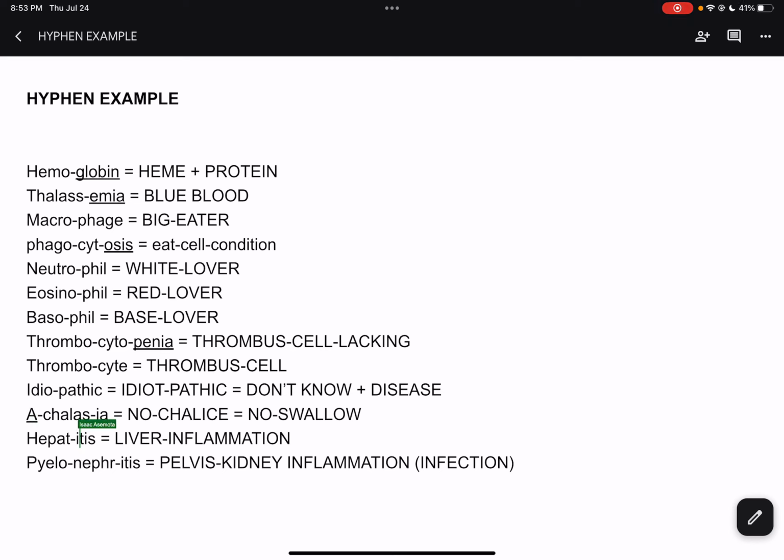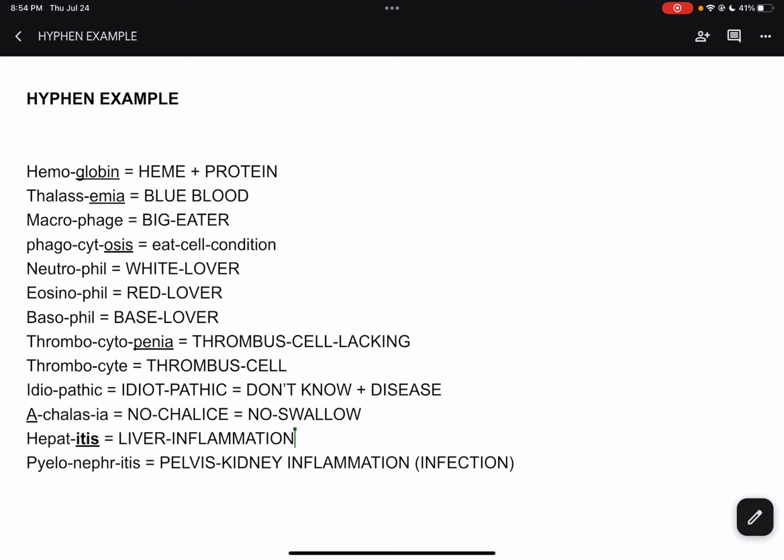Root. Hepatitis. This is the king of all important ones. Itis means inflammation. The most important thing. On the Boondocks, they say, I got the itis. Oh, I mean, that's not really from the Boondocks, but I don't know why I just think of that. When I eat too much, I got the itis, but it's not related. But anyways, itis means inflammation.